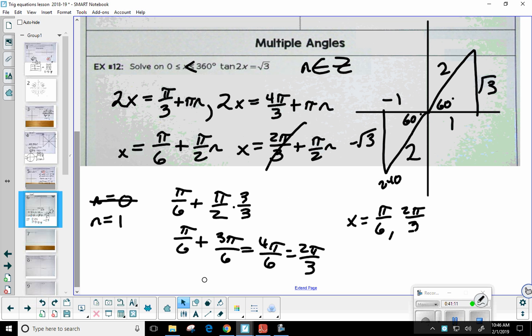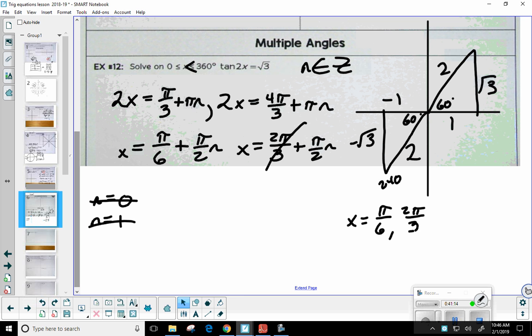So let's continue to plug in. We took care of 1, now let's go to 2. Now remember, we can only stop when my answer is larger than 2 pi. So let's see here. If n equals 2, pi over 6 plus, well, what's pi over 2 times 2? Pi. So that would be 7 pi over 6. Is that less than 2 pi? Yeah. So that's an answer. We keep going. N equals 3.